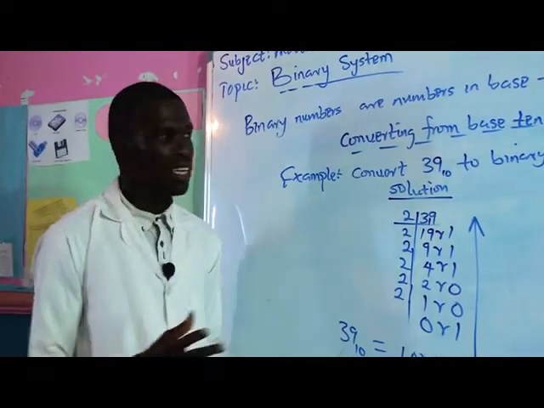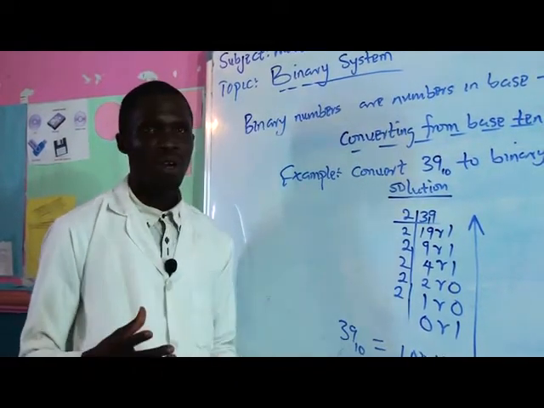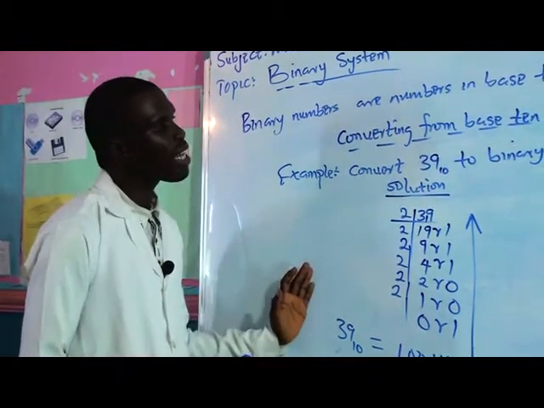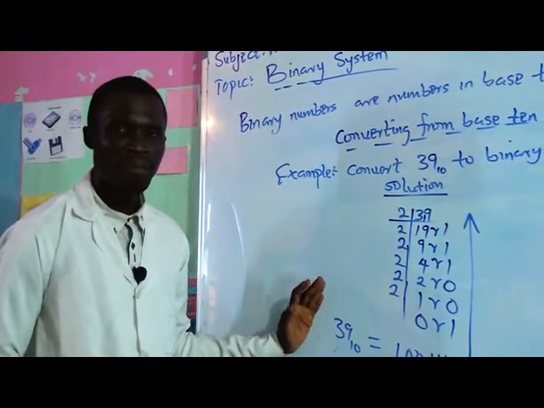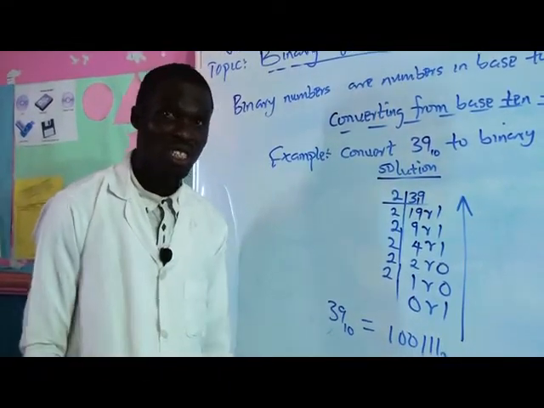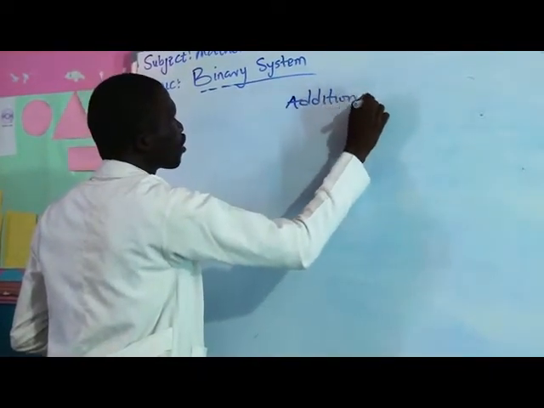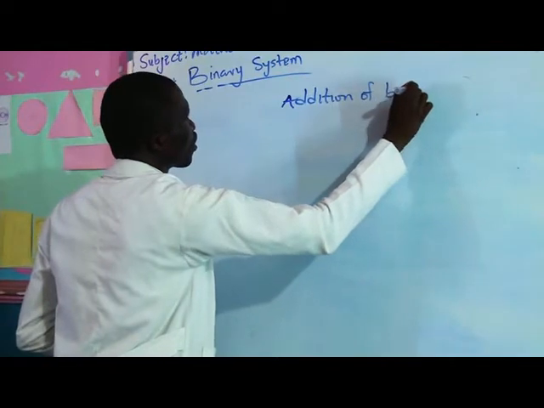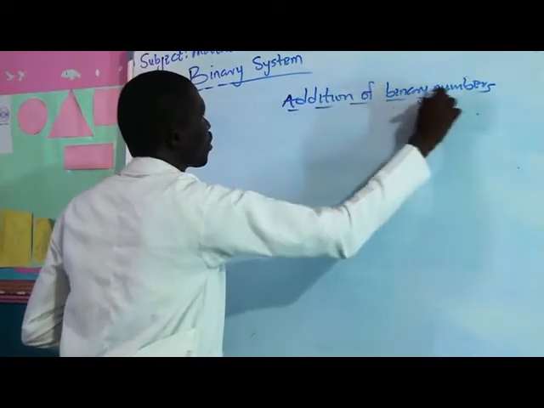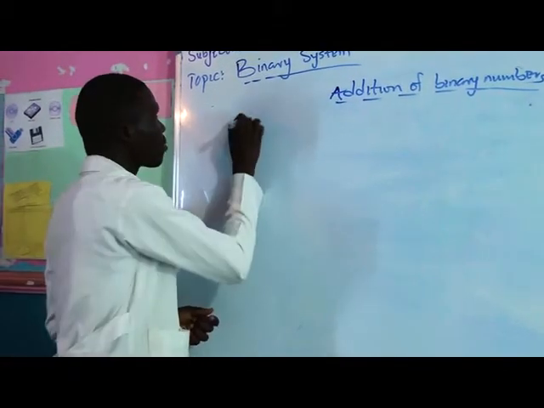Before we leave this class, let's see another part of this binary system, and we call it addition of binary system. I'll give you an example of this addition of binary system, and you can use it for multiplication. You can also use it for division. Now, let's look at this example together. Example.